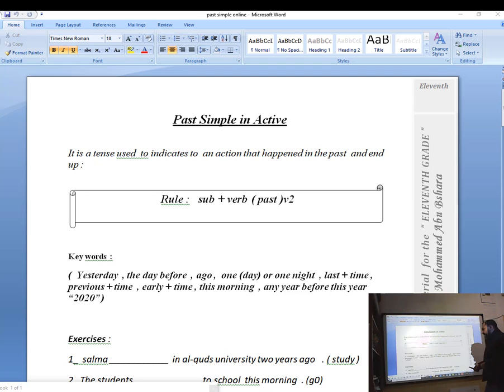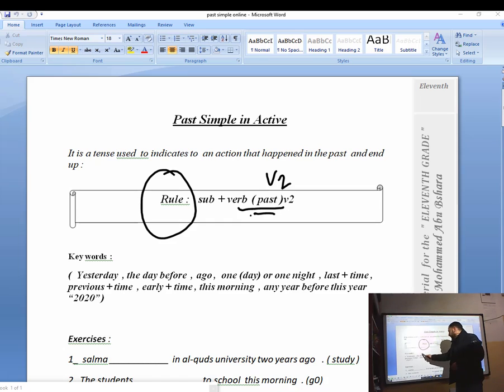The key words for the past simple are yesterday. This is the rule, of course: subject plus verb in the past, it means verb 2. Okay, the key words are yesterday, the day before, ago, one day, one night, etc., one plus time. Last plus time, just like last week, last month, last day, etc. Previous plus time, just like previous week, previous year, etc.